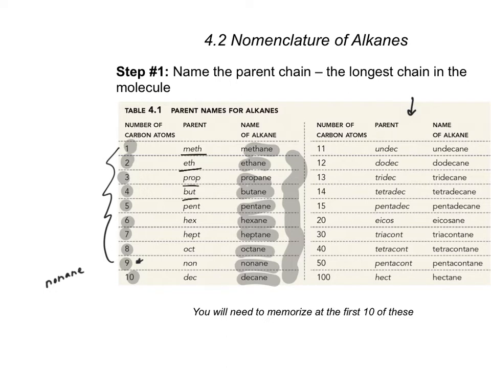So these prefixes are going to essentially follow the same overall idea, right? 1 carbon is a meth, 2 carbon is an eth, 3 carbon is a prop, etc. Okay? When it applies to the parent chain, we end it in ane, so it becomes methane, ethane, propane, butane, etc.